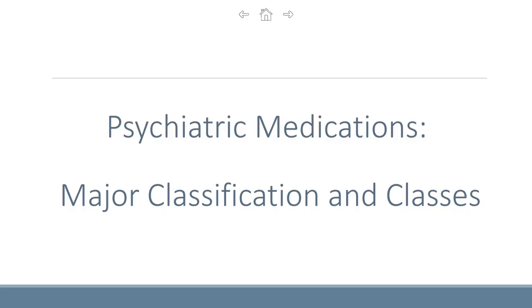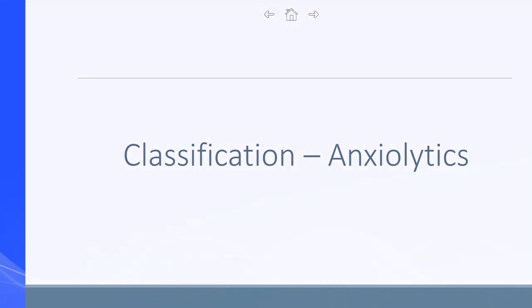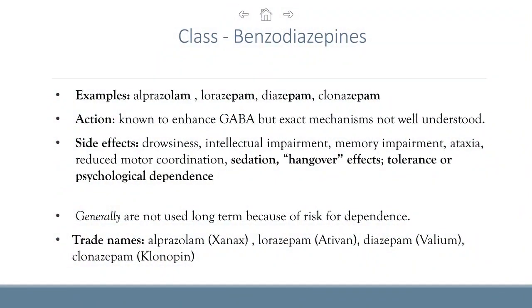Now we're going to talk about some major classifications and classes of psychiatric medications. So our first classification we're going to talk about is anxiolytics. And the major class in our anxiolytics is a benzodiazepine. Some examples of our benzodiazepines, and one thing you can use to remember your benzodiazepines is they tend to end in LAM and PAM, okay?